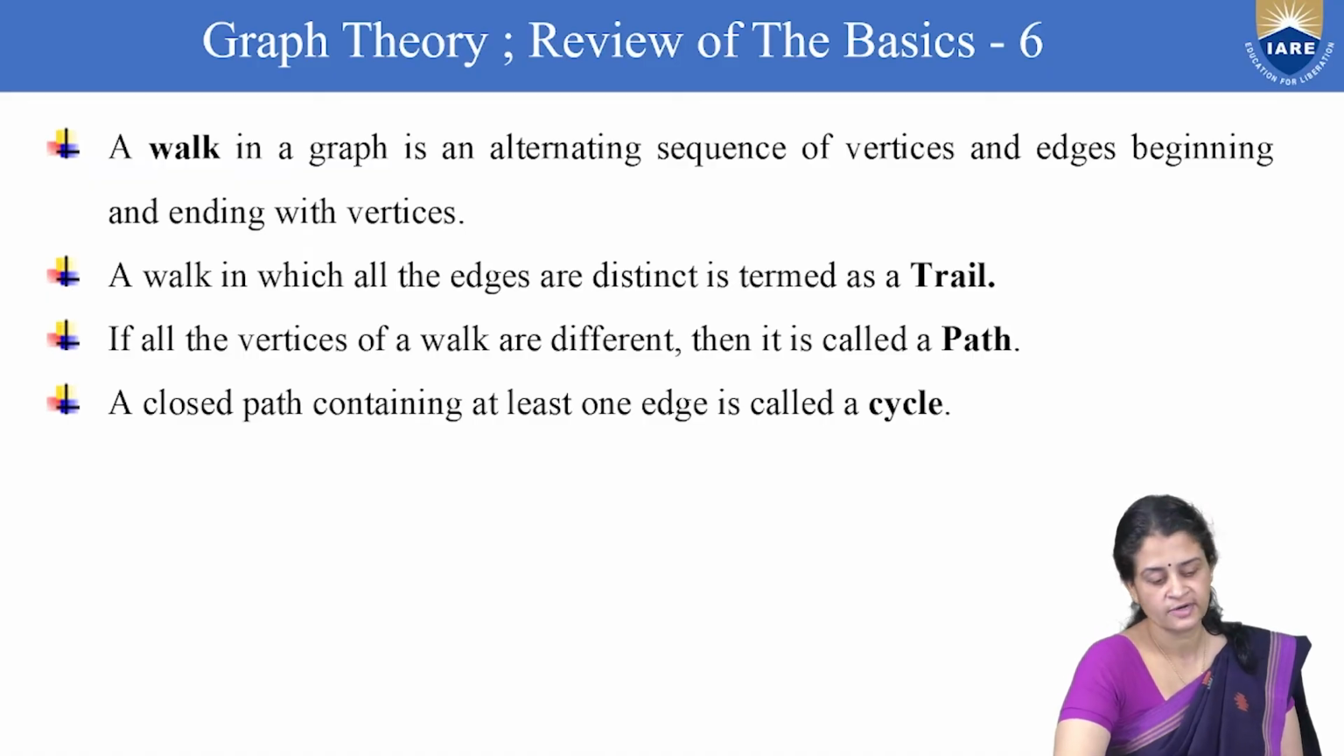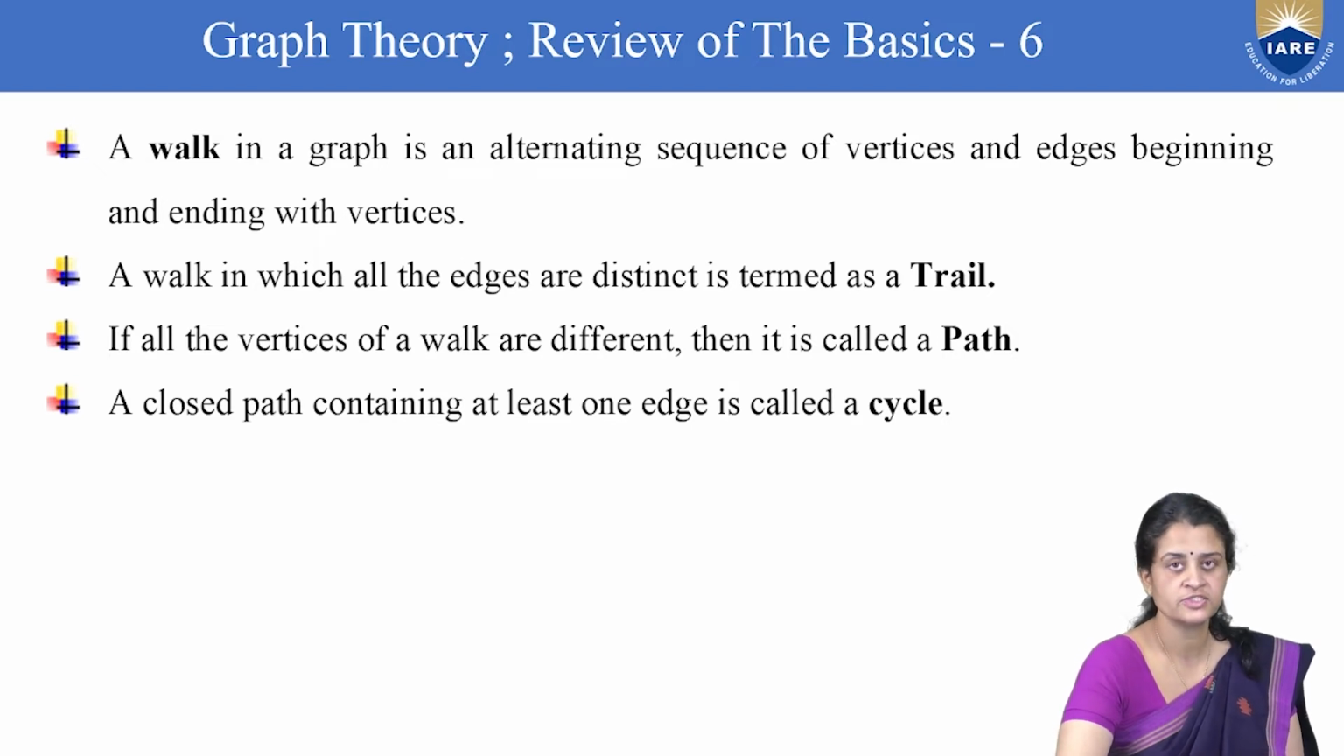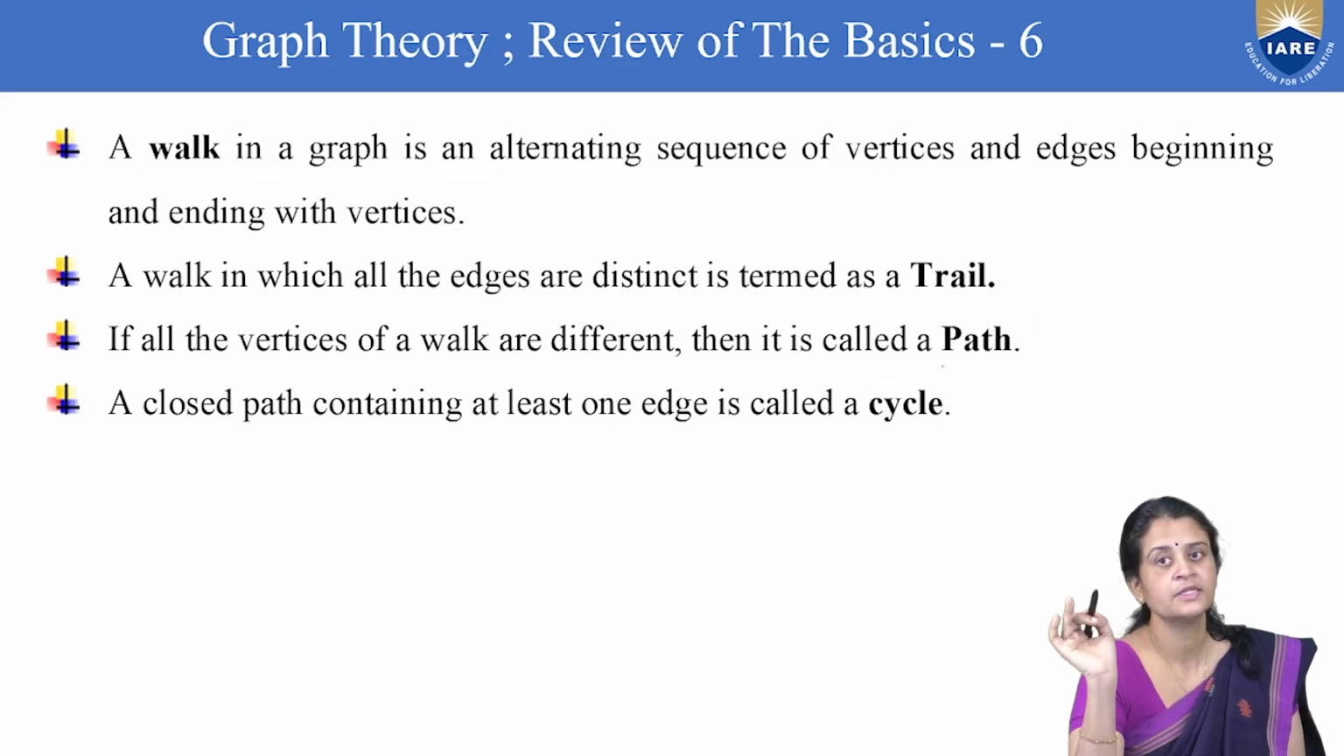Now we will see what is a walk. A walk in a graph is an alternating sequence of vertices and edges beginning and ending with vertices. A walk in which all the edges are distinct is termed as a trail. If all the vertices of a walk are different, then it is termed to be a path. A closed path containing at least one edge is termed to be a cycle. To see the conditions of Eulerian graphs and Hamiltonian graphs, we require all these basic terminologies: walk, trail, path, and cycle.